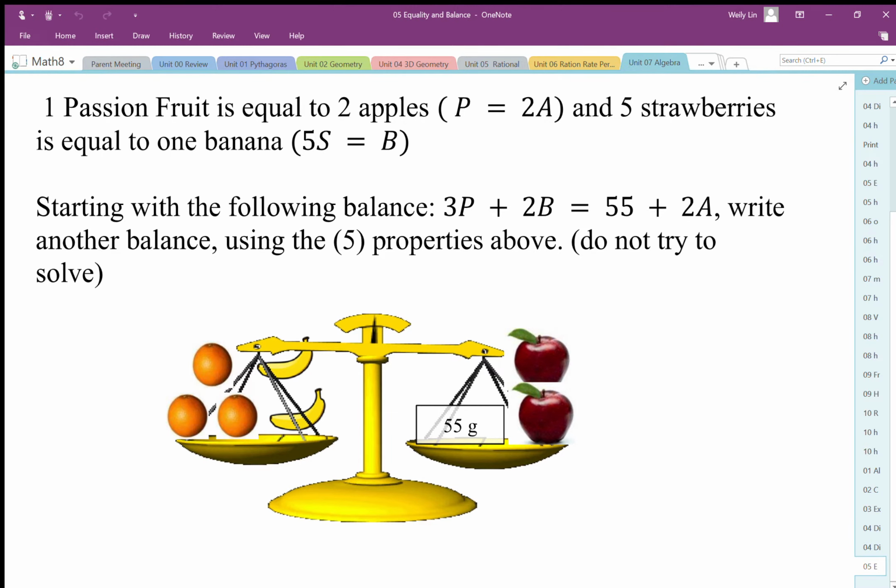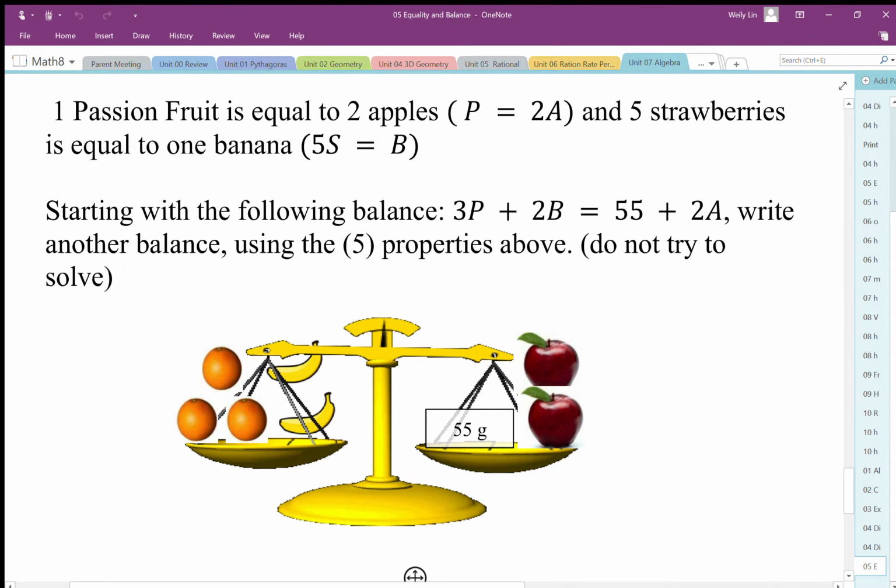In this exercise, we're just going to try to connect an algebraic balance with a physical balance. So we're going to start with some equalities here. We're going to state our equalities as one passion fruit is equal to 2 apples. And algebraically it's going to look like this. So P is equal to 2A, where P represents the weight of the passion fruit and A represents the weight of apples.